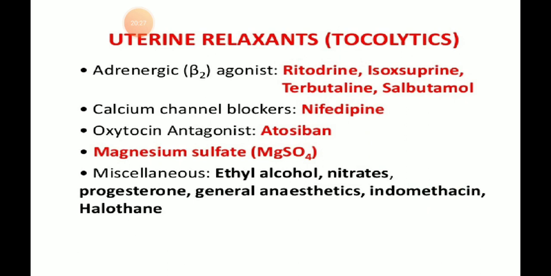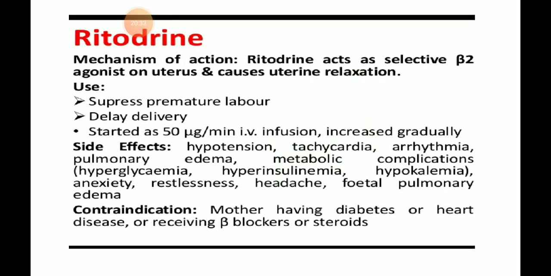The beta 2 agonists are of different types. Salbutamol, which is mostly used in bronchial asthma, is here also sometimes used alone, or it can be replaced by a drug like terbutaline. But the mostly used drug is ritodrine, a selective beta 2 agonist on the uterus that causes uterine relaxation.